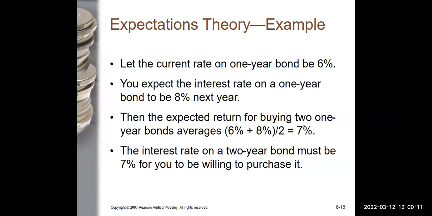Now you can see that this average will increase. This will increase if this increases. Suppose the future interest rates become 10%. Then what will be the rate at which you will be investing in a 2-year bond? That will be 6 plus 8, 6 plus 10, 16, 16 divided by 2, 8%. You will be only investing if the interest rate is 8%.